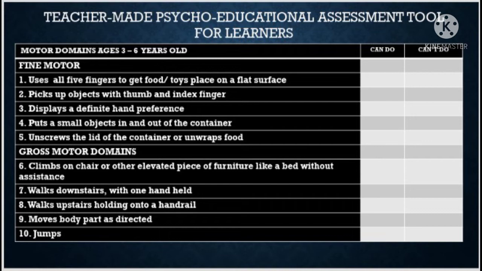For the gross motor domain, number 6. Climbs on a chair or other elevated piece of furniture like a bed without assistance. 7. Walks downstairs with one hand held. 8. Walks upstairs holding onto a handrail. 9. Moves body parts as directed. 10. Jumps.